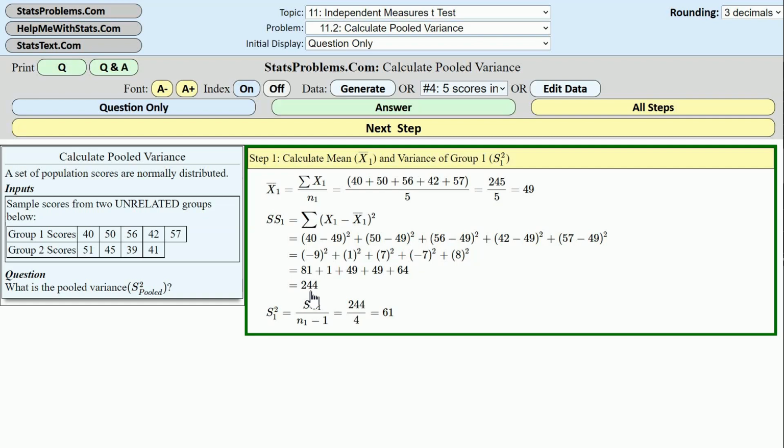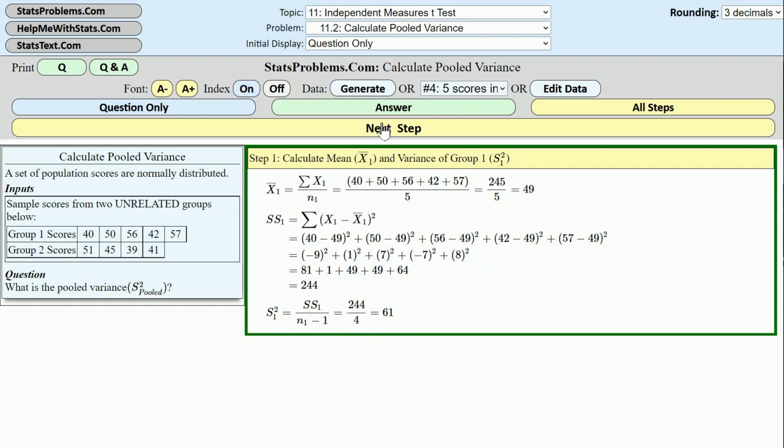The variance of Group 1, S1 squared, equals the sum of squares, SS1, divided by the sample size of Group 1, N1, minus 1. In this example, S1 squared equals 244 divided by 4, which works out to 61.